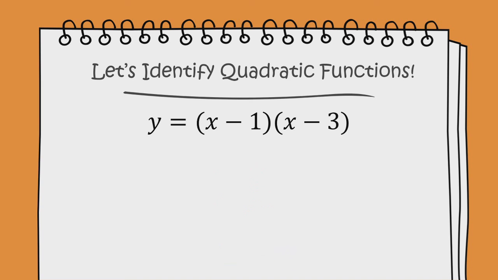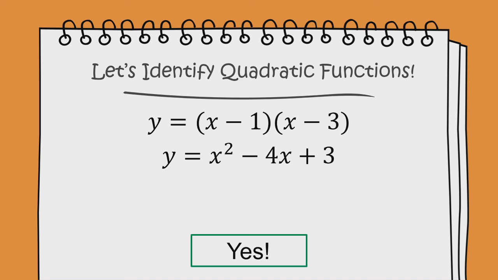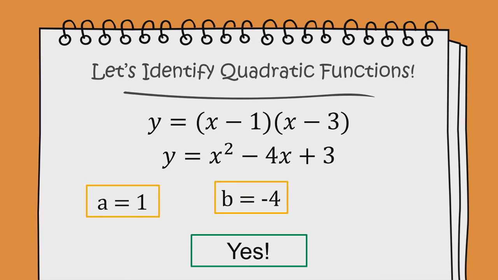How about this function? Y equals the quantity of x minus 1 times the quantity of x minus 3. Now, how about this function? Yes, it is a quadratic function because if we're going to simplify this function, we will have x squared minus 4x plus 3 via FOIL method. And the coefficients a equals 1, b equals negative 4, and c equals positive 3. So now, I hope you already know what to look for to identify a quadratic function if given an equation.